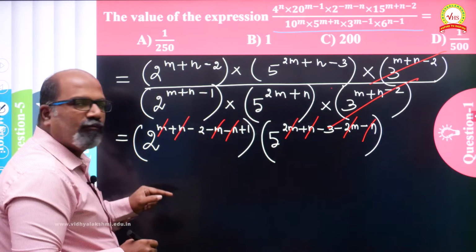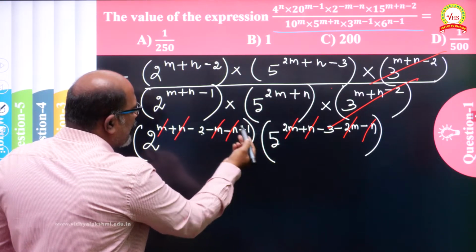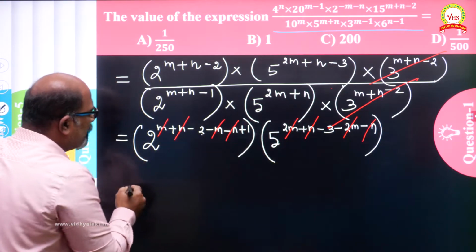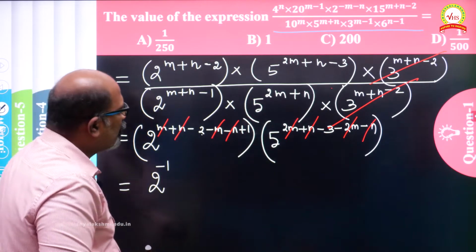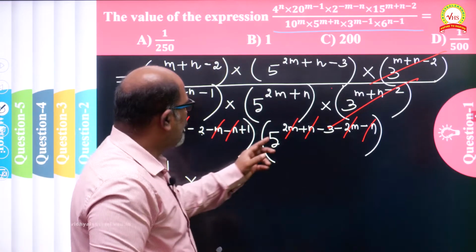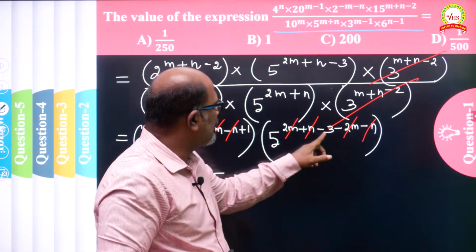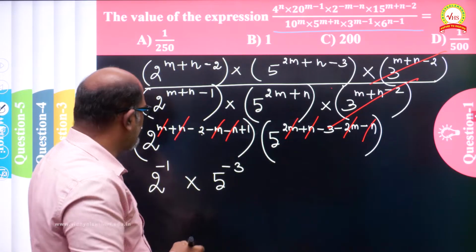Yes, after cancellation, what is the remaining part? Here we have a minus 2 and here we have plus 1. So 1 minus 2, you will have 2 to the power of minus 1, followed by the base 5 with exponent minus 3 only. We have this minus 3 alone.